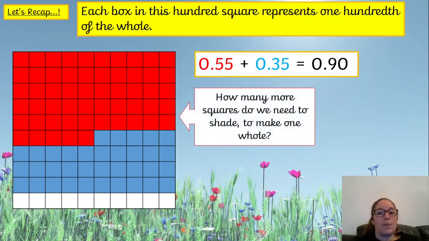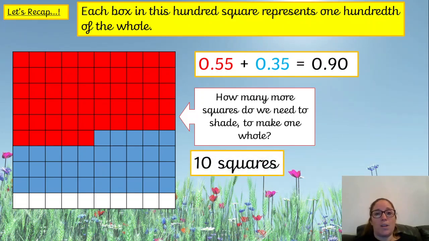Okay. How many more squares do we need to shade to make one whole? So a whole is 100 out of 100. So this whole square will be full of colours if it was a whole square, but it's not. How many left over do we have? How many white squares have we got? Okay, we've got 10 squares. What is 10 squares as a decimal? So if we've got 10 left out of 100, what is that as a decimal? Okay, it's 0.1 or 0.10. It's 10 out of 100.